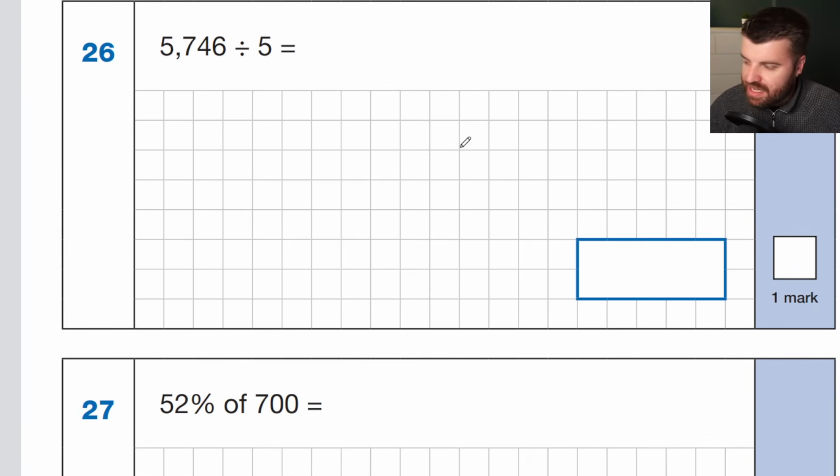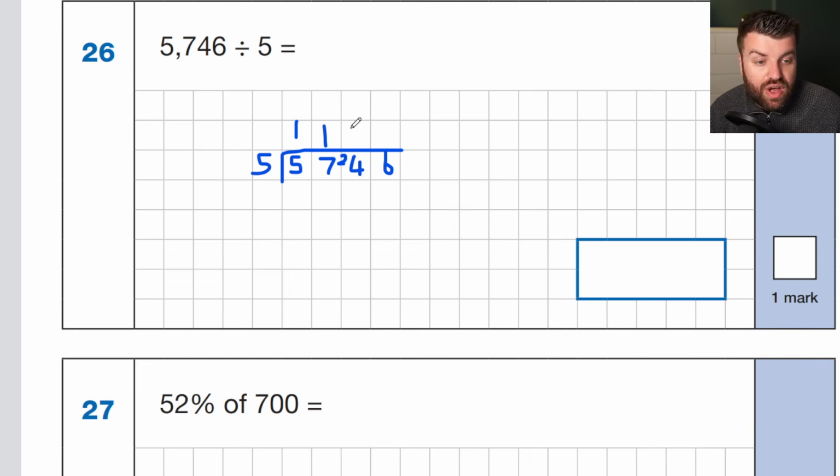Question 26. 5,746 divided by 5. Now, guys, this really is as simple as knowing your short division, how to lay it out, and knowing your times table facts, okay? So 5s into 5 go once. 5s into 7 go once with 2 left over. 5s into 24, that goes how many times? 5s into 24 go 4 times with 4 left over.